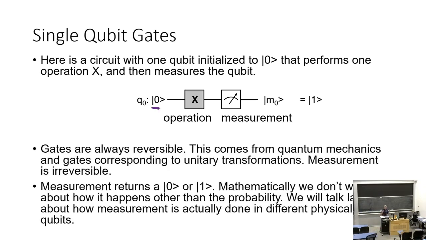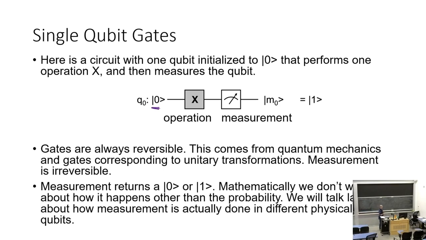Our gates are always reversible, and that comes from quantum mechanics, as we saw last week. And measurement is going to be our only process that's irreversible. If you go to QISE or you start playing around with building quantum algorithms, you might come up with fake gates or placeholder gates that aren't reversible, but those aren't the elementary unitary transformations that we're talking about here.